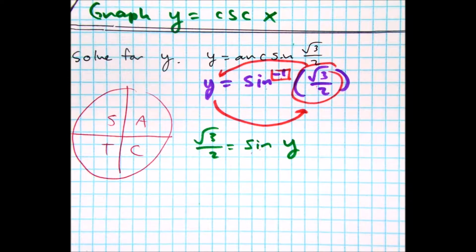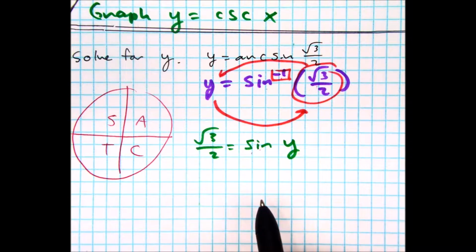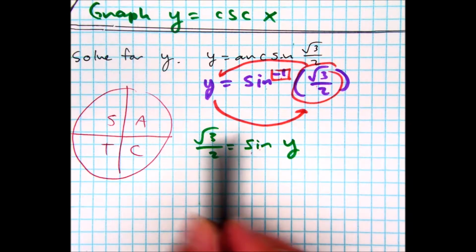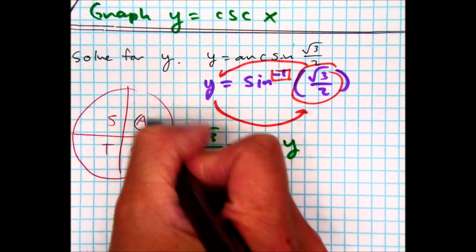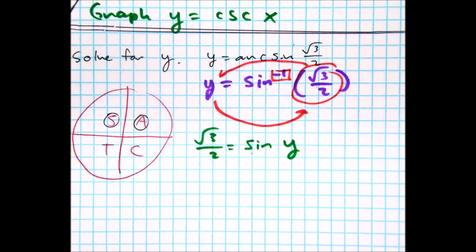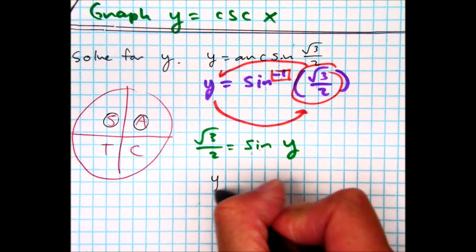Think to yourself, how many places is sine positive? Show me with your fingers. Sine is positive in 2 locations, quadrants 1 and 2. That means I'm going to have how many answers? 2 answers.